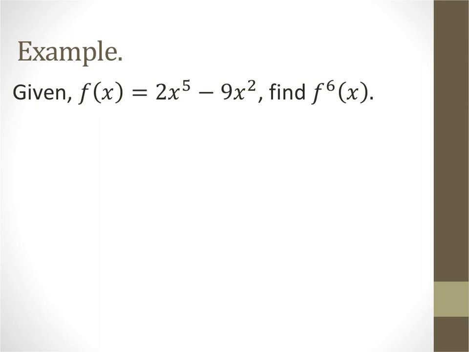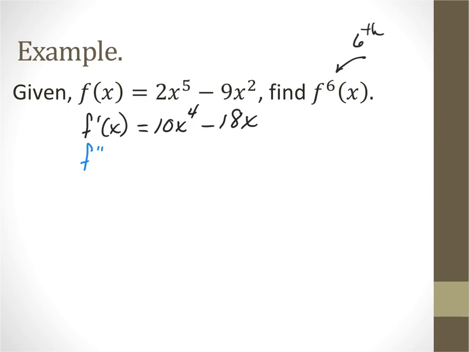Here's a function. We want to find the sixth derivative. So we find the first derivative, we use our single hash mark. F prime is equal to, bring the 5 down, 10 x to the fourth. 2 times negative 9 is negative 18, x to the first. That's the first derivative. The second derivative, we say f double prime of x is equal to 4 times 10 is 40, x to the 4 minus 1 is 3, and then minus 18.